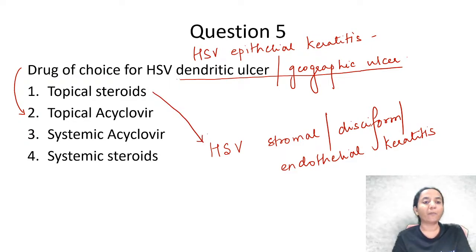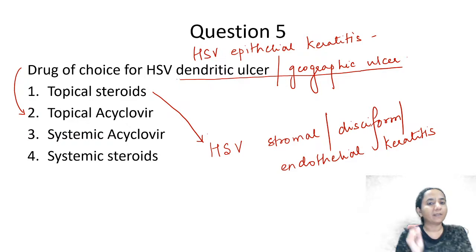This is very, very important. Commonly asked question, commonly students get it wrong. So please remember, for HSV epithelial keratitis, there are two types, dendritic and geographic. For them, the drug of choice is topical acyclovir because it is caused by an actively replicating virus. However, HSV stromal, disciform and endothelial keratitis are caused by an immune reaction to the viral antigen, and therefore the drug of choice is topical steroids.